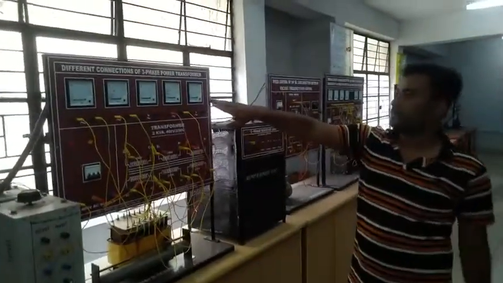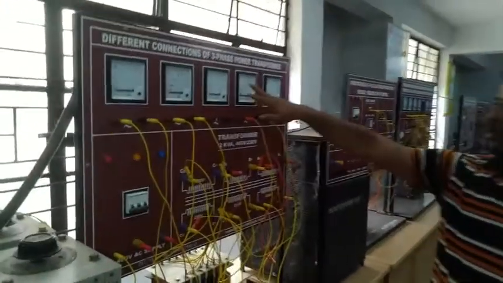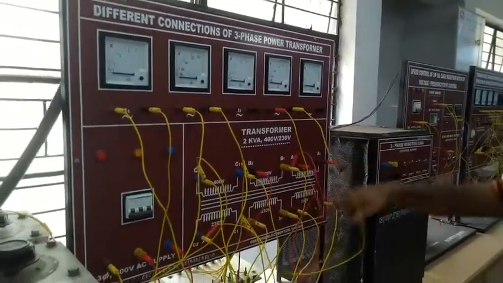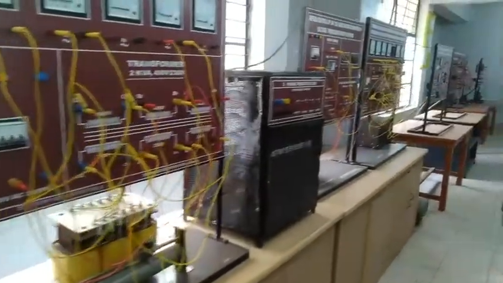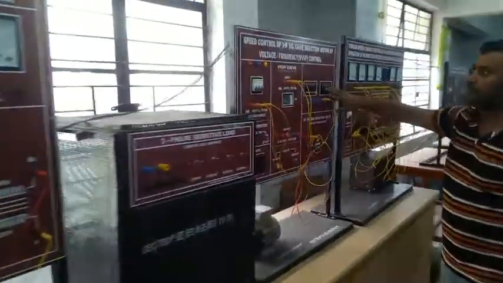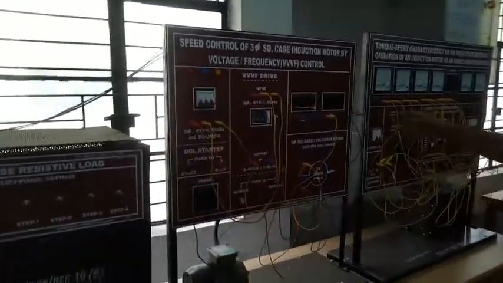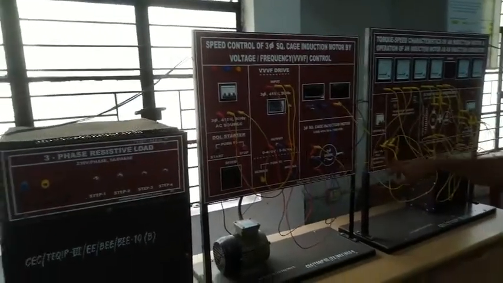And we have the ammeter and voltmeter. These are 2 voltmeters and 2 ammeters. This is the connection of this experiment. This is the transformer. This is the load, a 3-phase resistance load. This is the second experiment, speed control of a 3-phase induction motor by voltage, frequency and load.